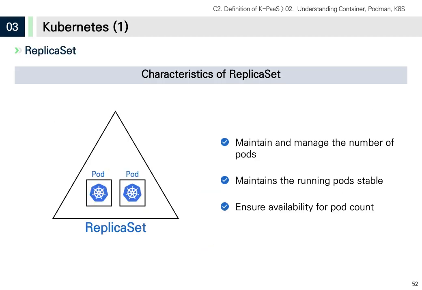The following are the characteristics of a replica set. Replica set maintains and manages the number of pods and keeps the number of running pods stable. If you specify that the number of pods is 3, it ensures that you always have 3 pods. And it has a feature that guarantees availability for any number of pods. For example, if one pod is suddenly deleted for some reason, it will automatically create a new one to keep the number of pods at 3 again.